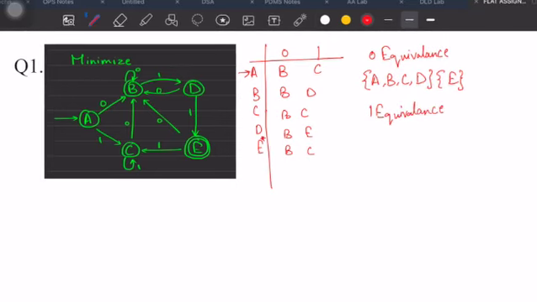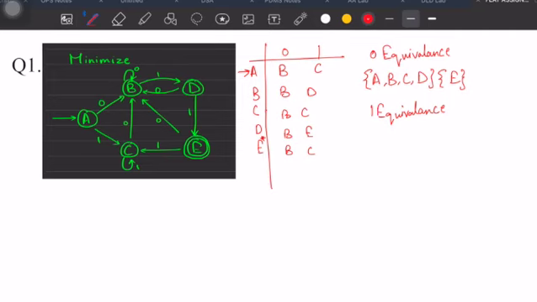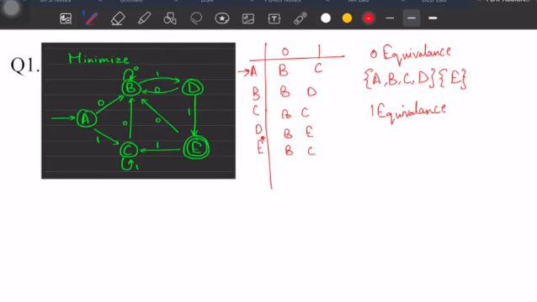Now we see where A and B are going for the input 0 and 1. We can see that A goes to B for input 0, and B also goes to B for input 0, while A with input 1 goes to C and B with input 1 goes to D. Though C and D are in the same group, as they were in the initial set, so we can keep them together.